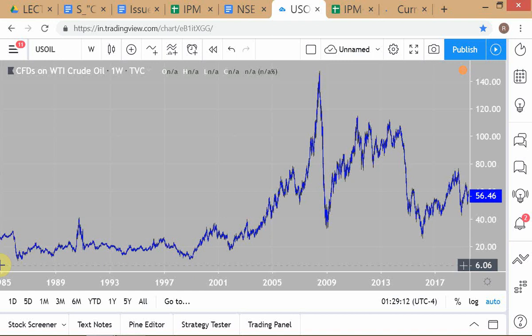But when you want to be very specific, you have to mention the grade of oil also, because the price for Brent crude oil is different. So you have to say this is West Texas Intermediate crude oil. The spot price of West Texas Intermediate crude oil is 56.46. So here the base asset is West Texas Intermediate crude oil, and the terms asset is US dollars. How would you remember this?